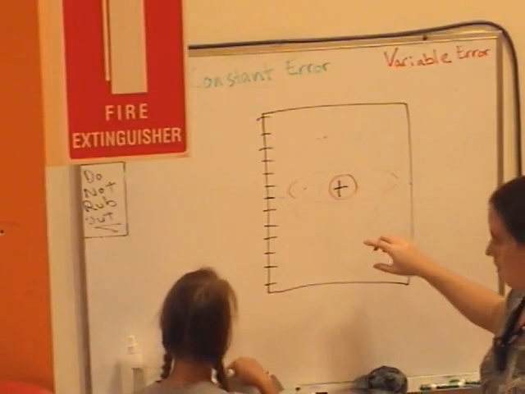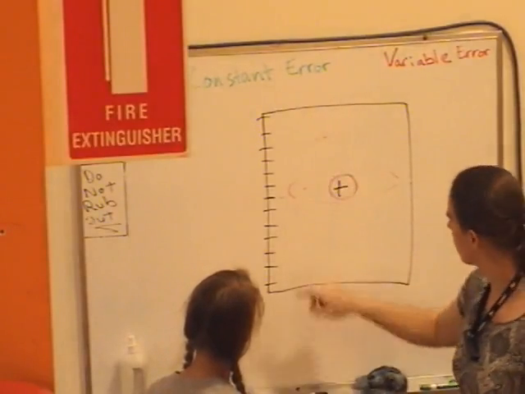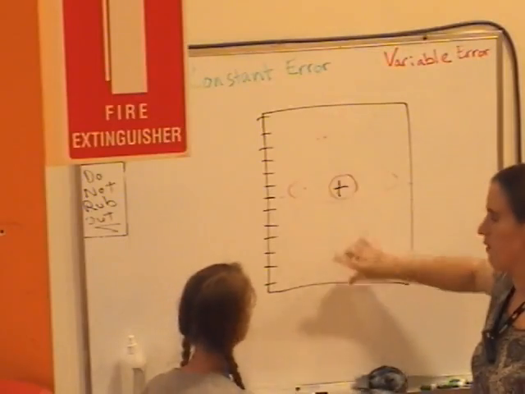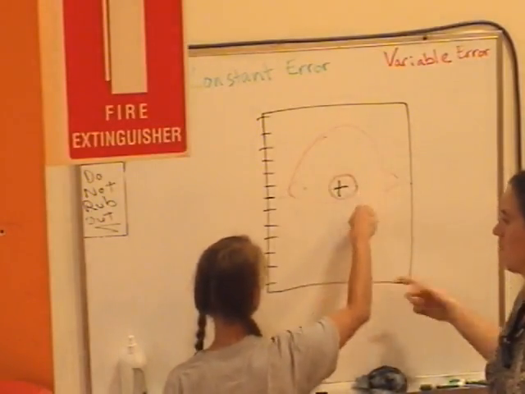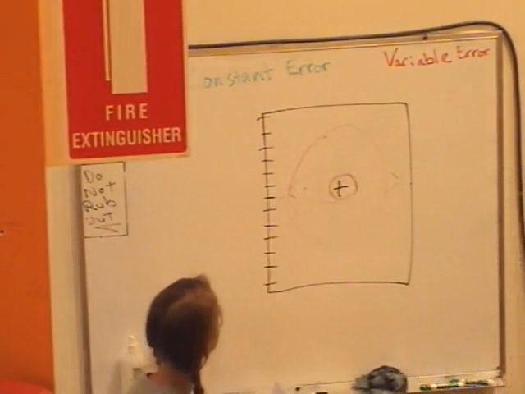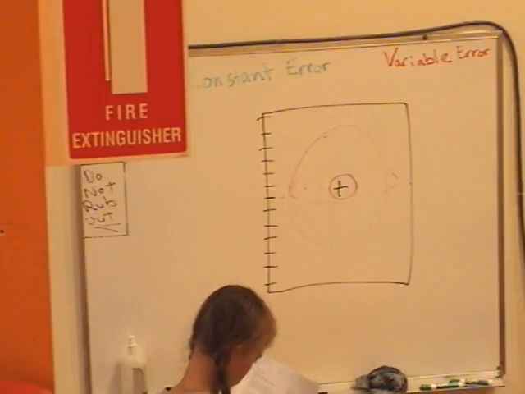How's that a small constant error? Because if you have a positive value and a negative value, they're going to even out. So if you have +5 and -5, it'll be a constant error of 0. Okay, and then a large constant error and a small variable error.